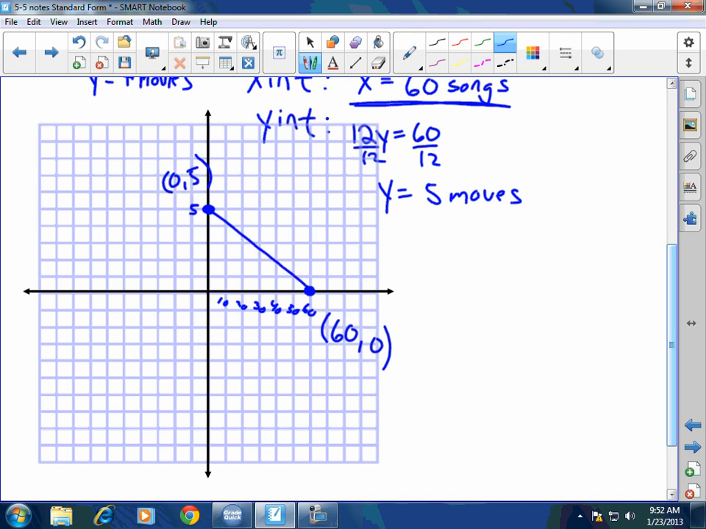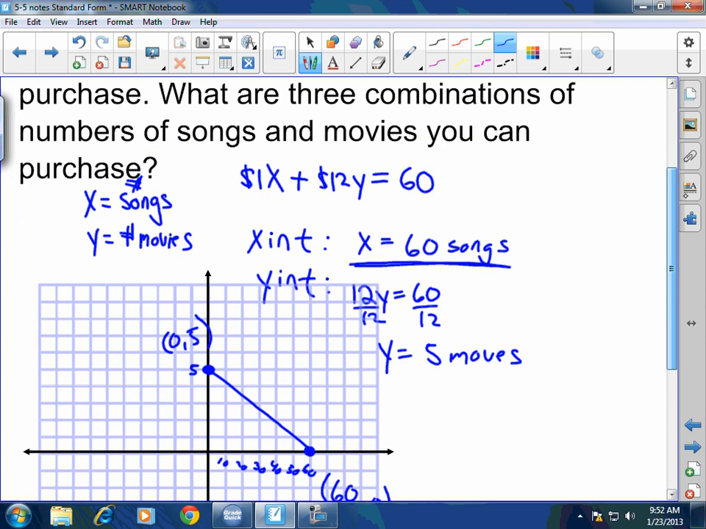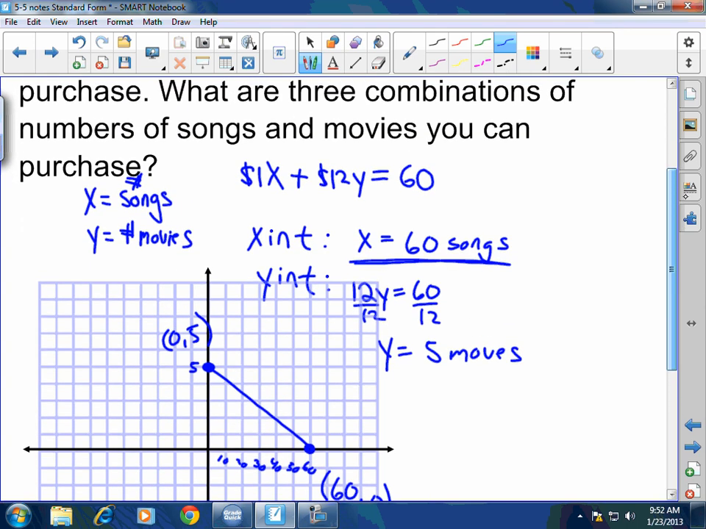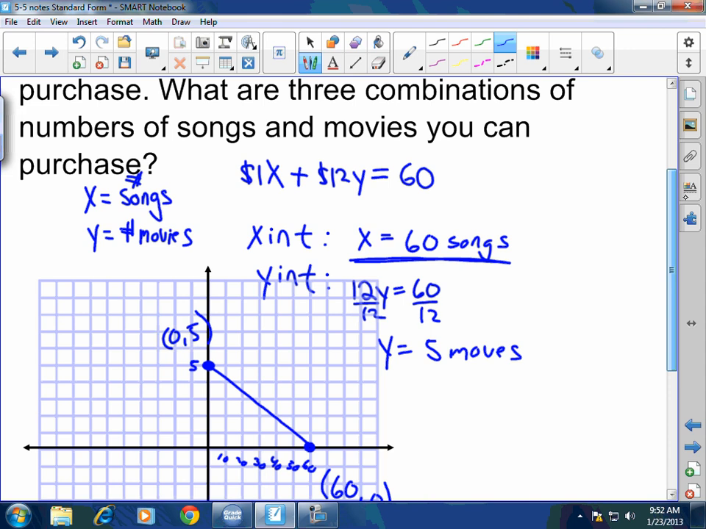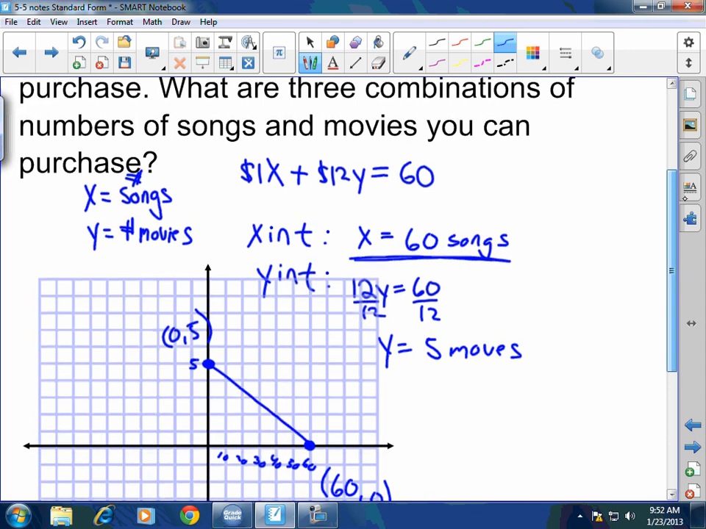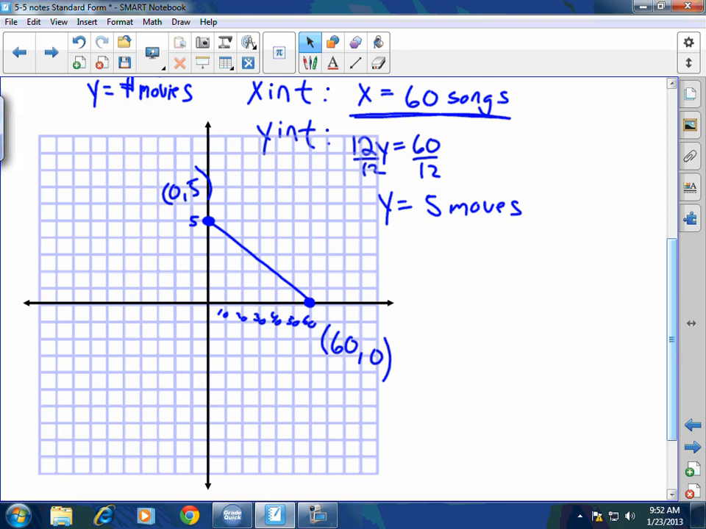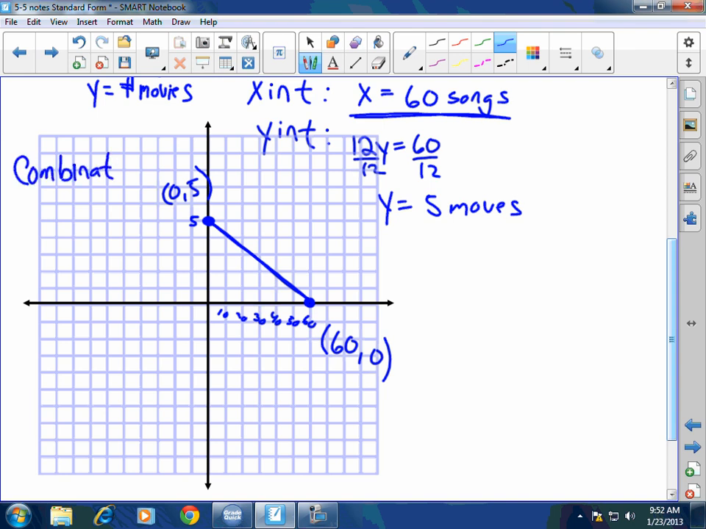Now, that's my equation, but we're not done with the question. The question said, what are 3 combinations of numbers of songs and movies that you can purchase? Any combination on this line will work. Let me give you a bunch of them, not just 3. You could buy 0 songs and 5 movies. You could buy 60 songs and no movies.